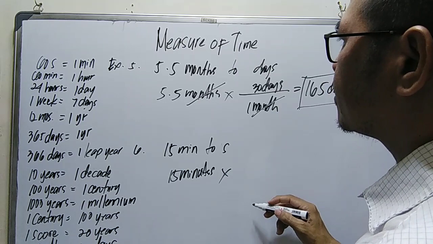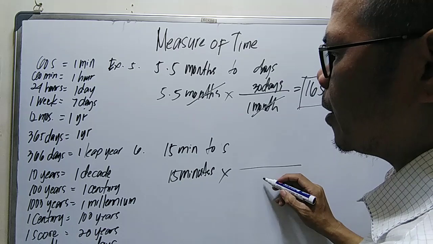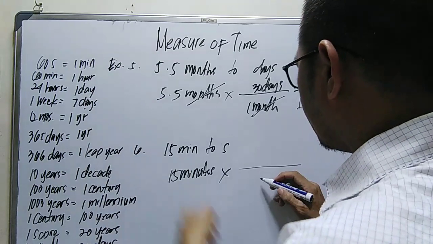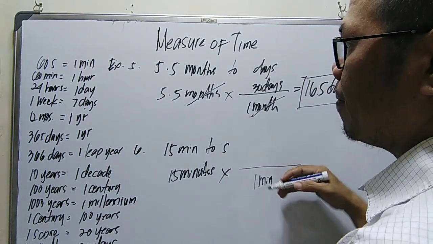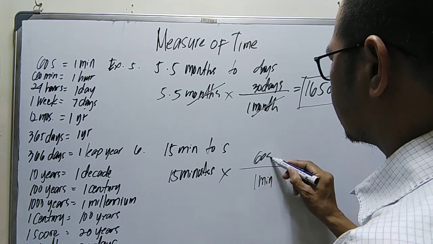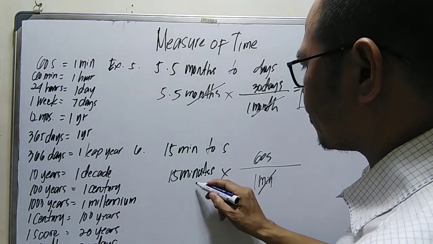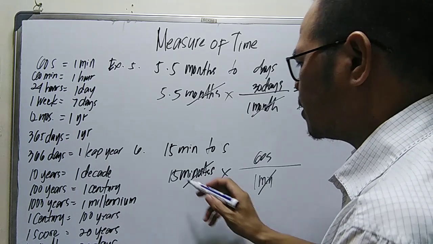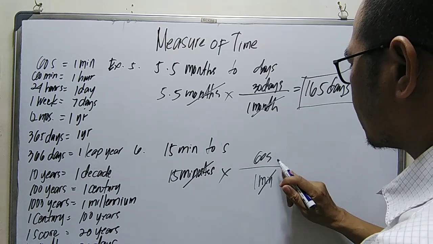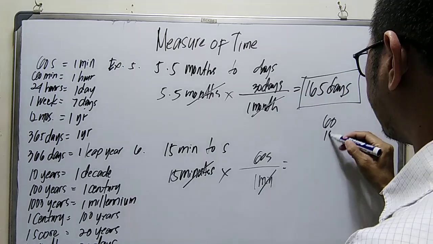I-multiply natin yan. Dapat dito sa denominator is minutes. Okay? 1 minute. Tapos sa numerator is seconds. So 60 seconds. Ayan. So i-cancel natin yung minute. Ayan. Ang naiwan si 15 na lang at saka si 60 seconds. So i-multiply natin yan si 60 times 15. Try natin ba? 60 times 15.